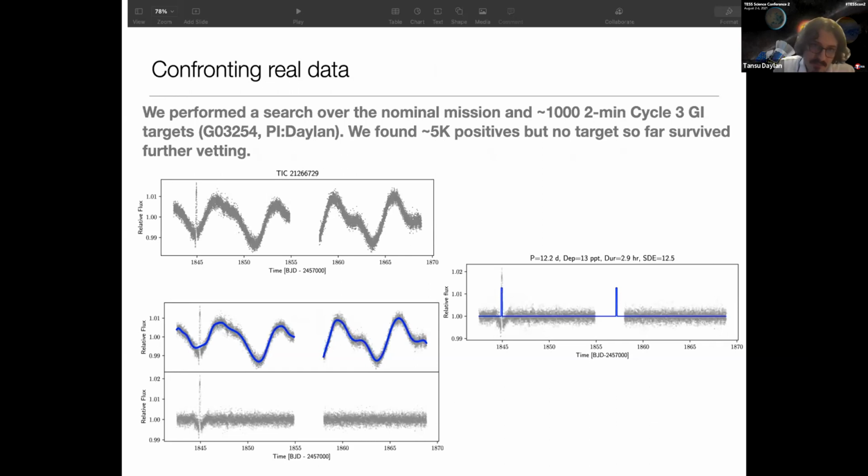So we then confront the real data. So far, we have searched over the nominal mission data, as well as selected cycle 3 targets that were submitted as part of a proposal for cycle 3. Out of all these, we have found about 5,000 positives, but none of these have survived scrutinized vetting so far. There are some candidates that I'm showing here.